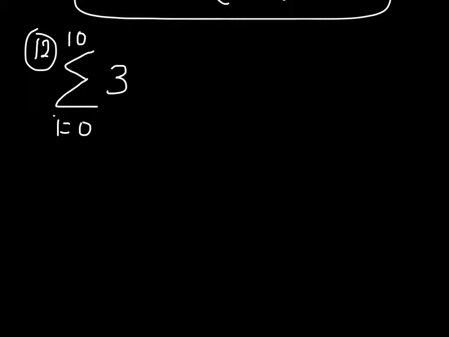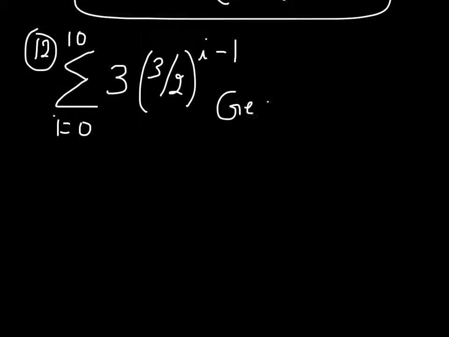We're moving on to number 12. Number 12, they're asking us to find the sum of all the terms if we go from 0 to the 10th, and the formula here is going to be 3 times (3 over 2) to the i minus 1. Well, in order for us, we know this is geometric. In order for us to do this one, we need to figure out what the formula is.